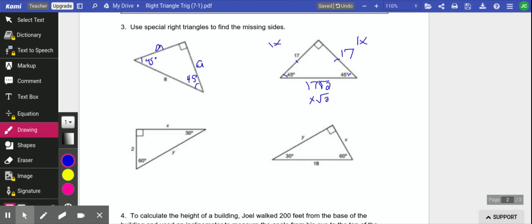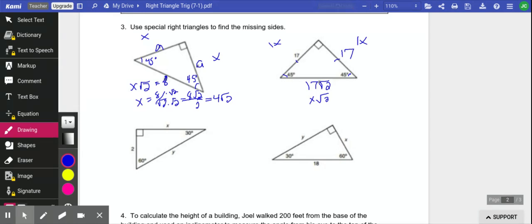Okay, we know that 45, 45, 90 triangles have this ratio of x, x, x root 2. Now, we don't know what x is. We don't know what a is. We have to figure that out. But we do know that this x root 2 is equal to 8. In case you can't see that, that's an 8. So if we want to solve this for x, we're going to divide by root 2. So we get x equals 8 over root 2, which I'm going to go ahead and rationalize, times root 2 over root 2. So we get 8 root 2 divided by 2, which is going to be 4 root 2.